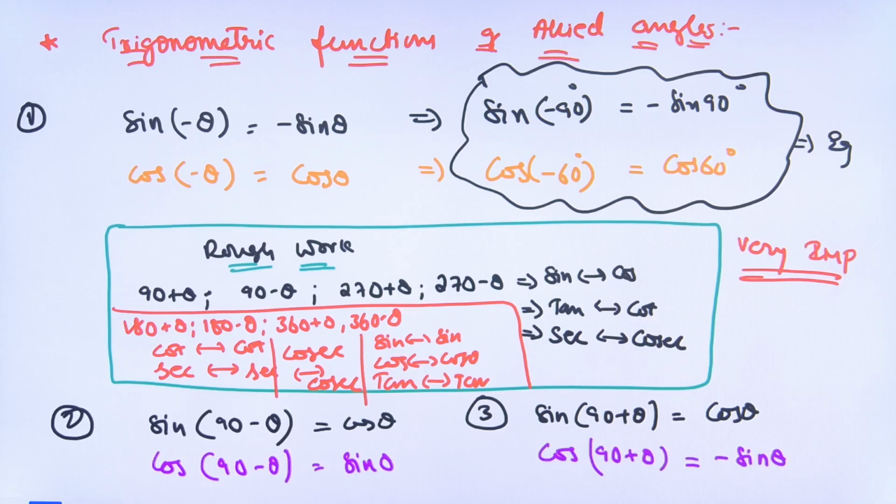Sir, how is it? See, first of all, I said to you, whenever 90 plus theta or 90 minus theta comes, sin should change to cos, cos should change to sin. That's fine. Sir, but why are we getting minus here? See, at this part we are getting minus. See, there is a reason for that.